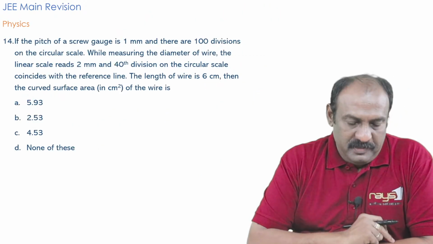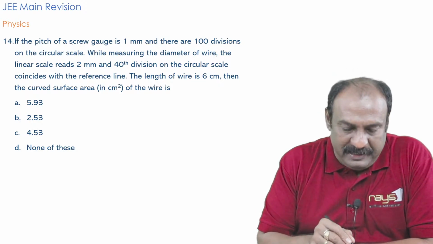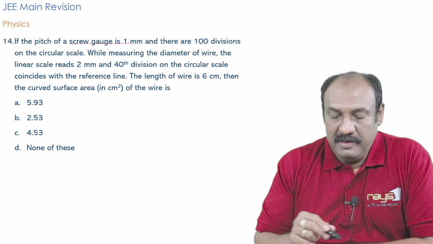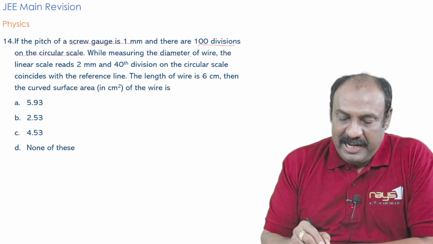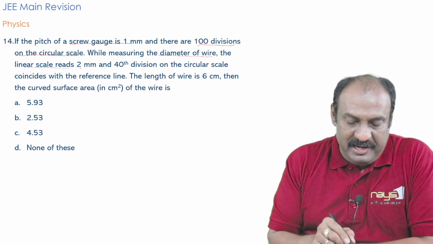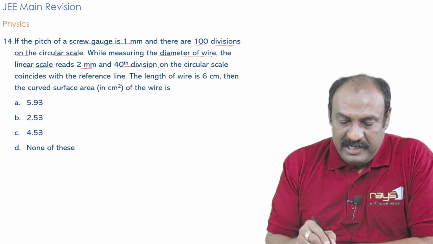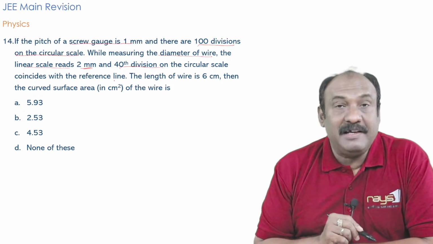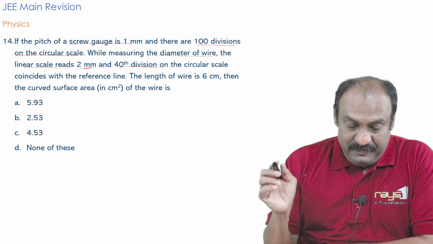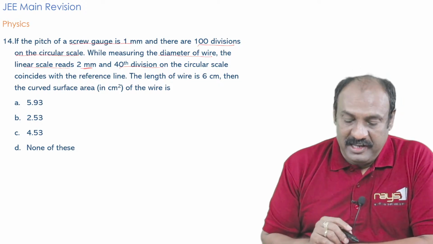Next question. If the pitch of the screw gauge is 1 millimeter and there are 100 divisions on the circular scale, while measuring the diameter of the wire, the linear scale reads 2 millimeter, and the 40th division on the circular scale coincides with the reference line. Then the length of the wire is 6 centimeters. Then find the curved surface area of the wire.